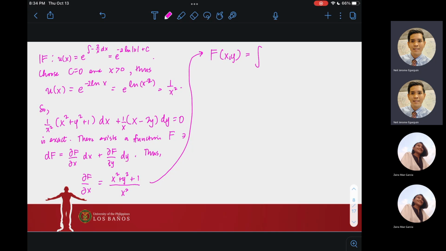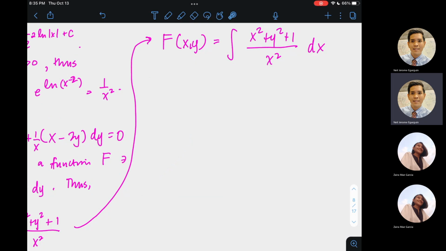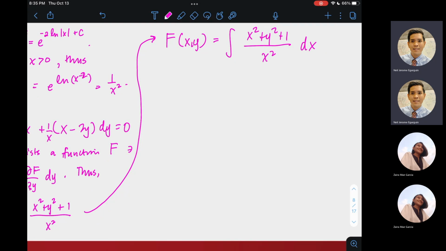Ito ay equal sa integral ng right-hand side, x squared plus y squared plus 1 divided by x squared with respect to the variable x. Now, in this integral, si y ay treated to be a constant. Okay? Then I can just simplify it first. So I will have integral lang siya ni 1 plus y squared over x squared plus x to the negative 2 dx. Okay? So, pinaghiwa-hiwalay ko lang yung tatlong terms doon sa integrand para mag-term by term integration ako.